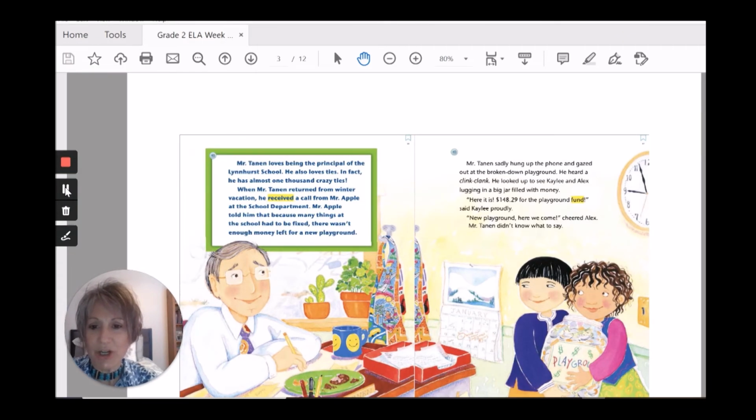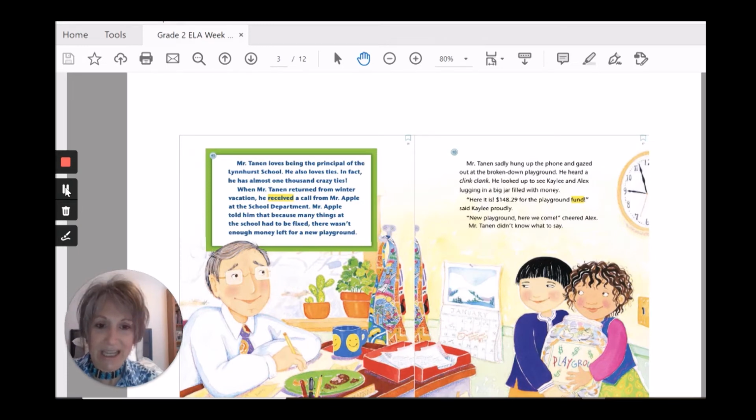When Mr. Tanen returned from winter vacation, he received a call from Mr. Apple at the school department. Mr. Apple told him that because many things at the school had to be fixed, there wasn't enough money left for a new playground. Mr. Tanen sadly hung up the phone and gazed out at the broken-down playground.